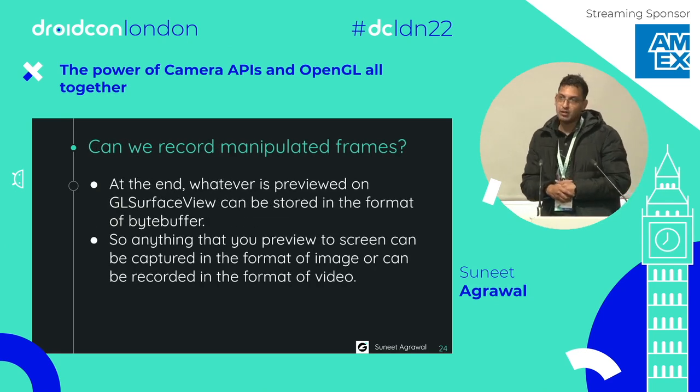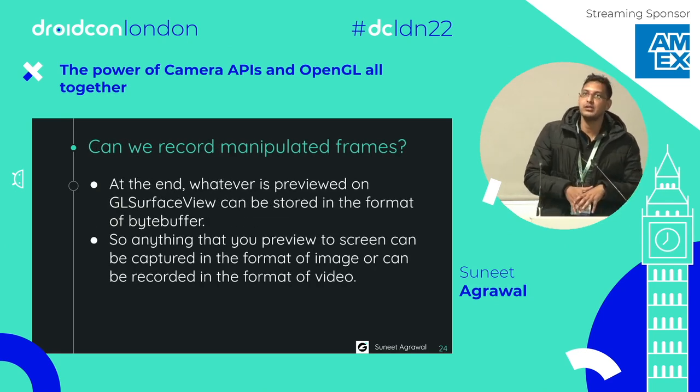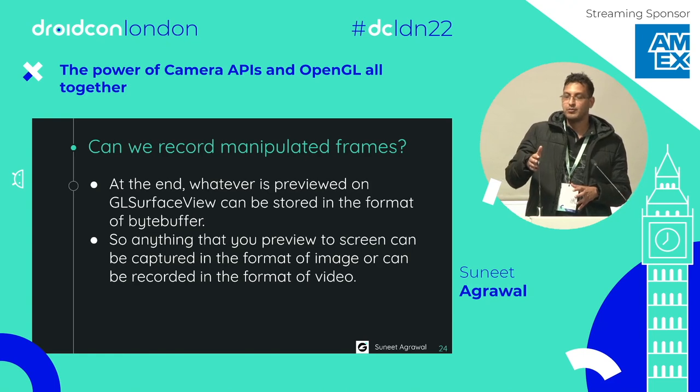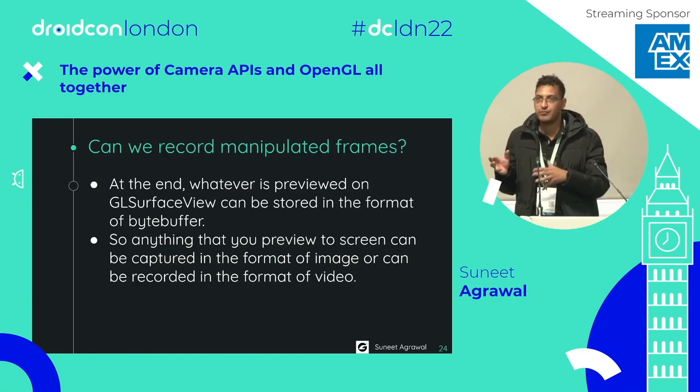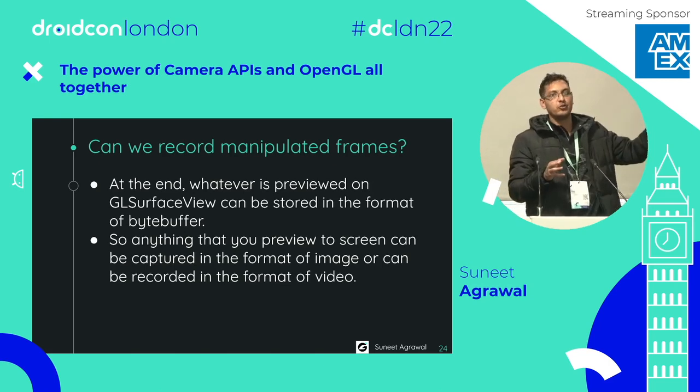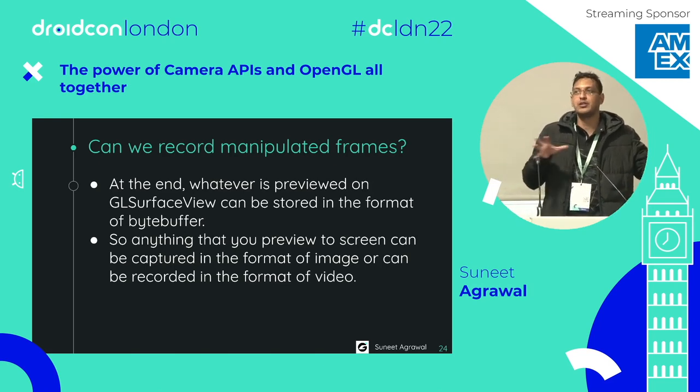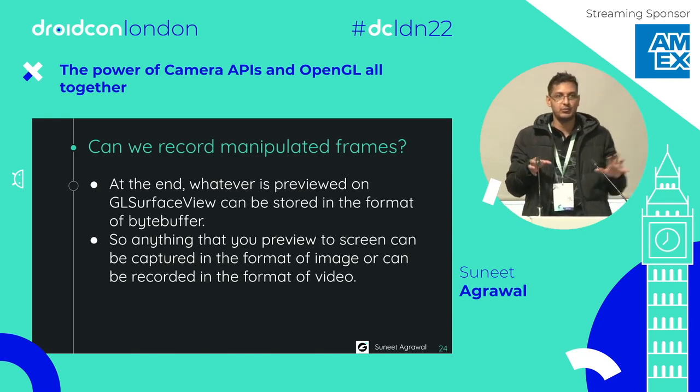Now, can we record? So far we have seen that we are getting the frames from the camera. We are manipulating them. We are putting some vertex shaders or fragment shaders on top of that, and we are showing it in the preview. We are getting the frames continuously, it's getting manipulated, and it's visible on the screen.